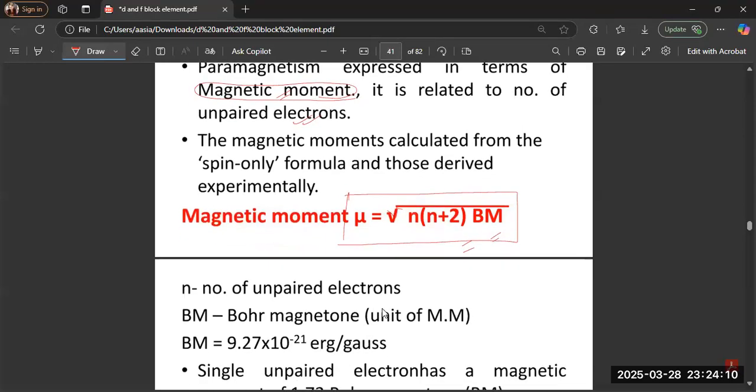Now see what n is here. n is the number of unpaired electrons. So by using this formula, you can calculate the magnetic moment. It's very important. Please write down the formula of magnetic moment. Okay, I'm giving you a question based on this. Write the question over here.